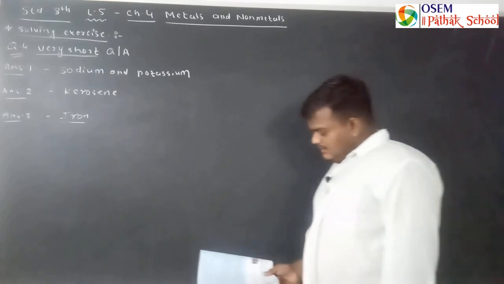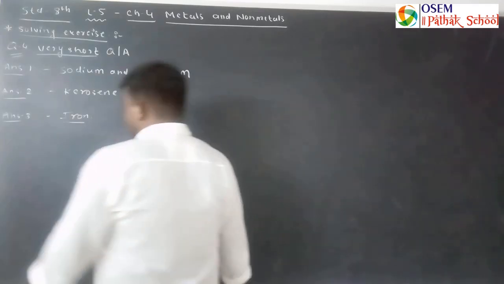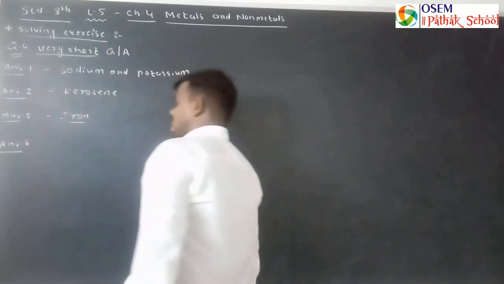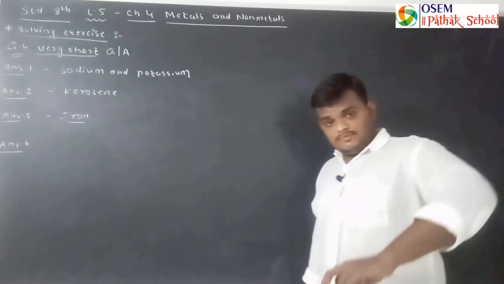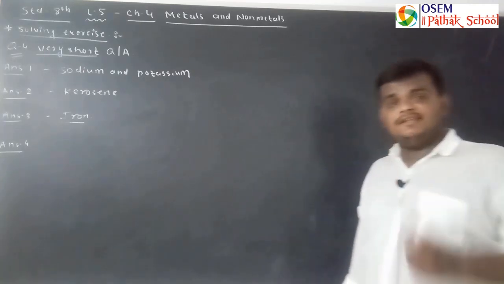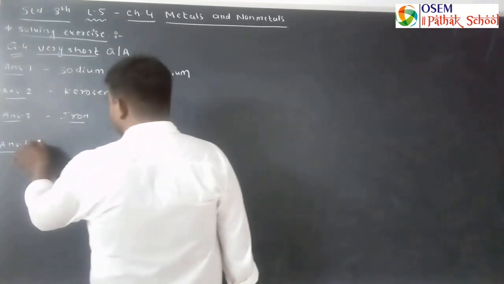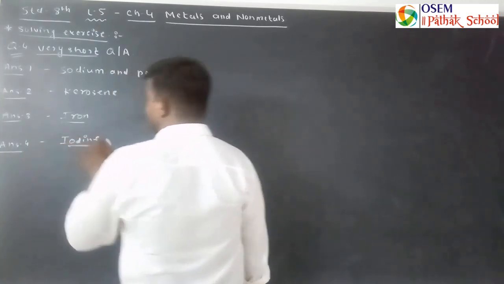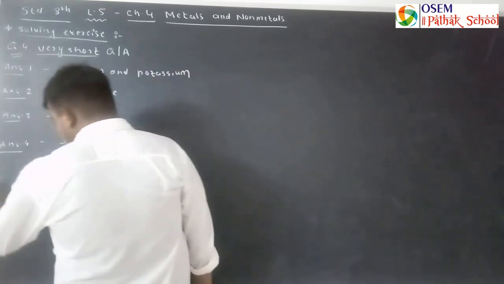Question number 4: a lustrous non-metal. Lustrous non-metal means a non-metal jo shiny dikhta ho. In that case, iodine is included. Iodine is a non-metal and it is lustrous in nature.